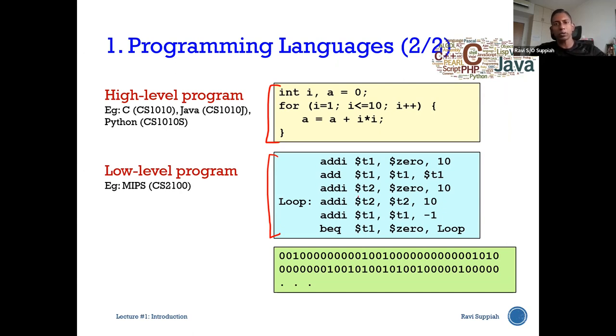This assembly language code is very specific to the architecture of the processor we are dealing with. So these instructions that you see, addi, add, BEQ, and so on, are all specific to the processor that we deal with. If I run this on a MIPS processor, I have a set of instructions. If I run it on the ARM processor, I have a different set of instructions, and so on. So this will depend on the architecture of the processor.